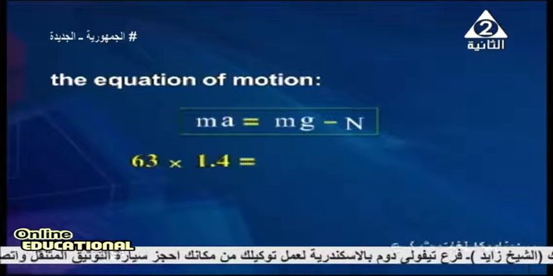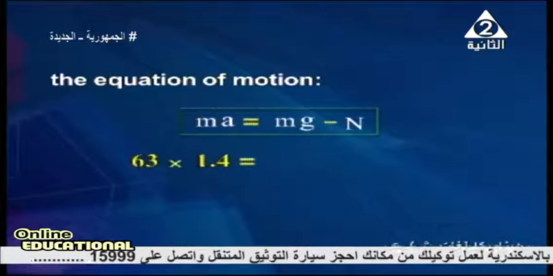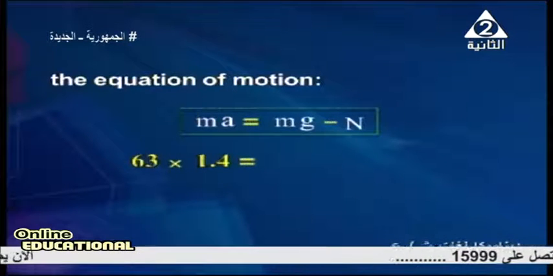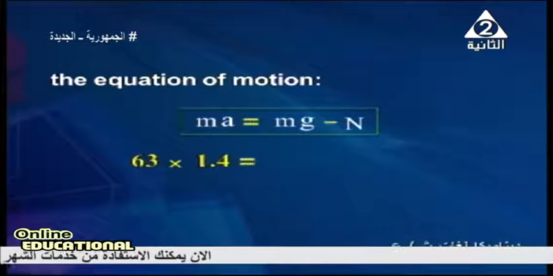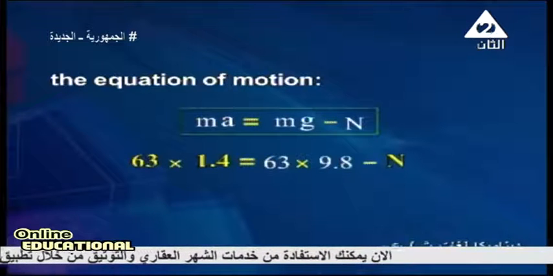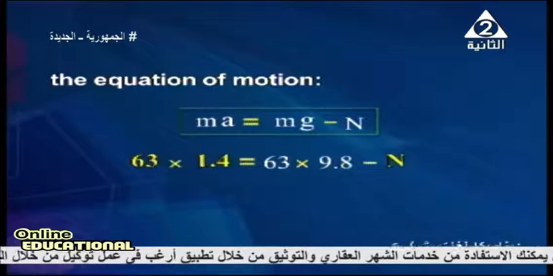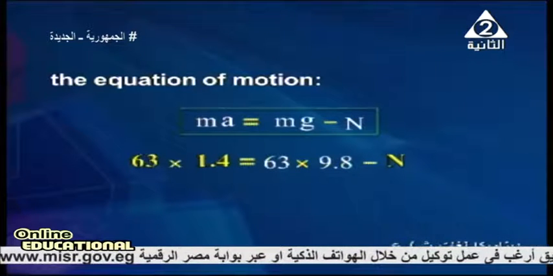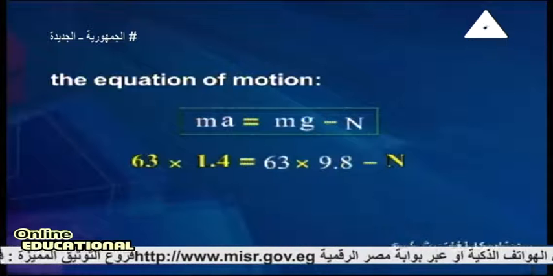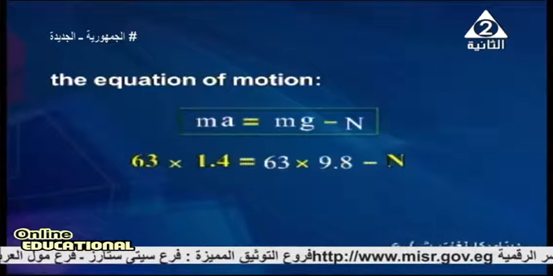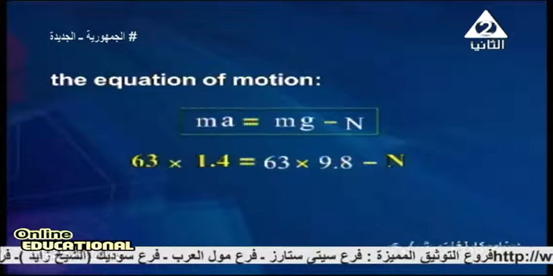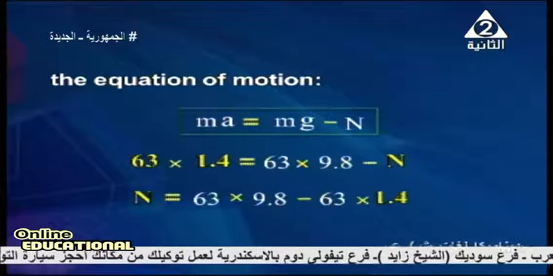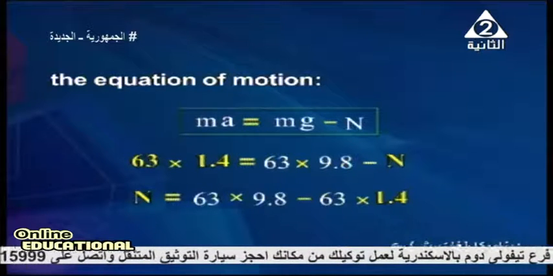Then the left hand side is kilogram times meter per second square. The right hand side equals M times G. M is the mass of the body, which equals 63 kilogram, multiply G, the gravity, which equals 9.8 meter per second square, minus the pressure N. Now N in Newton unit. Then N equals 63 times 9.8 minus 63 times 1.4.